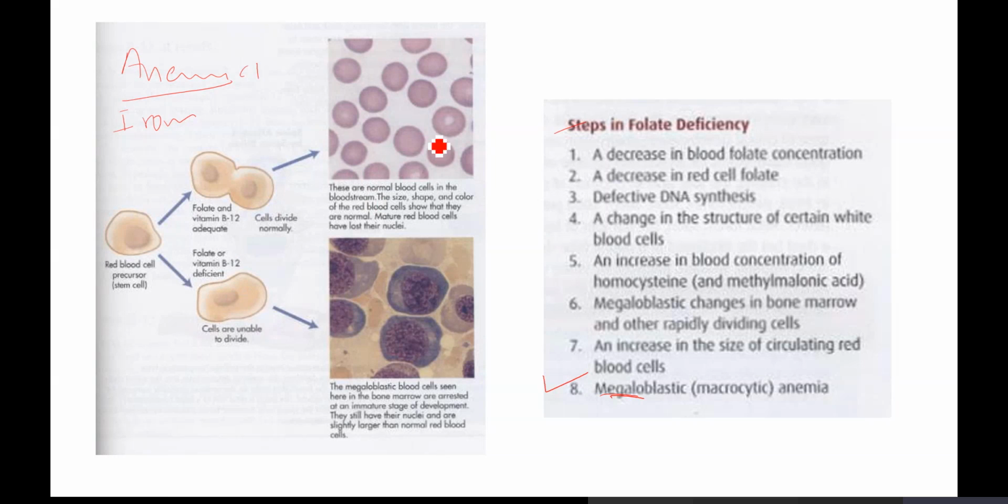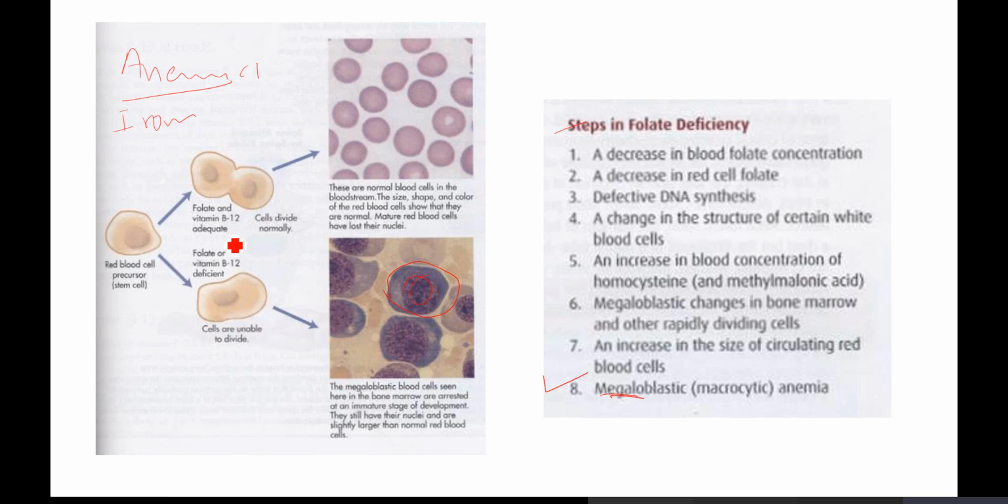These are normal blood cells in the bloodstream. The size, shape and color of the red blood cells show that they are normal. Mature blood cells look like this, but the megaloblastic blood cells seen here in the bone marrow are arrested at an immature stage of development. They still have their nuclei in them, and are slightly larger. That is why it is called megaloblastic anemia.